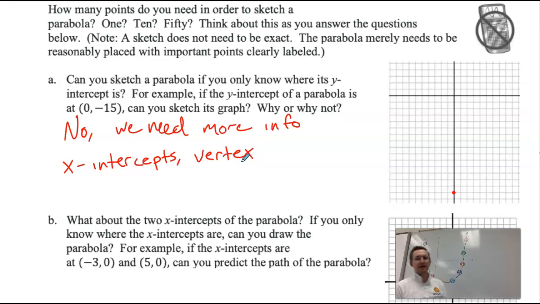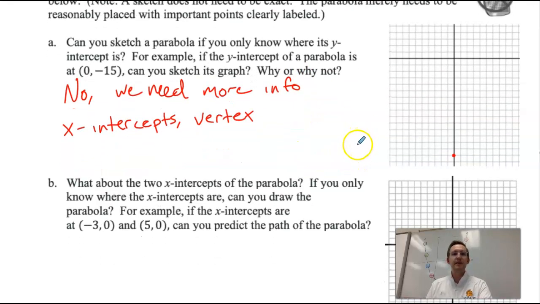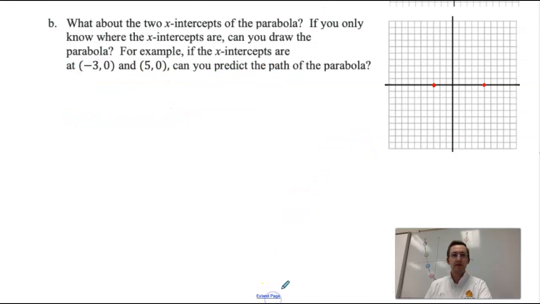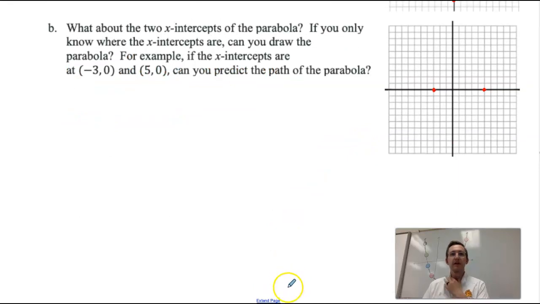Again, if you look behind me on the whiteboard here, this is an example of a parabola going upwards. Again, we'll talk about how we get graphs like that a little bit more next week. But more information is what we need here. So if we go down and look at part B, if we know the two x-intercepts of the parabola, like we have on the graph here, -3 and 5, is that still enough to predict the path of the parabola?